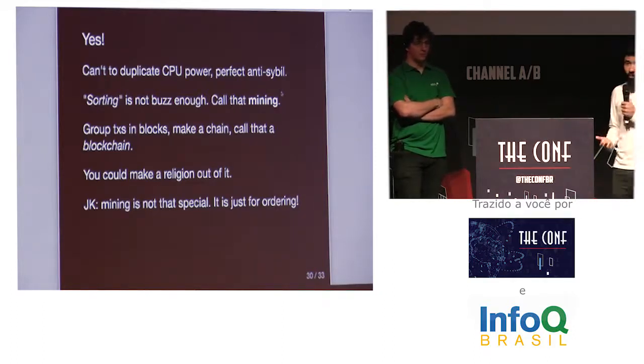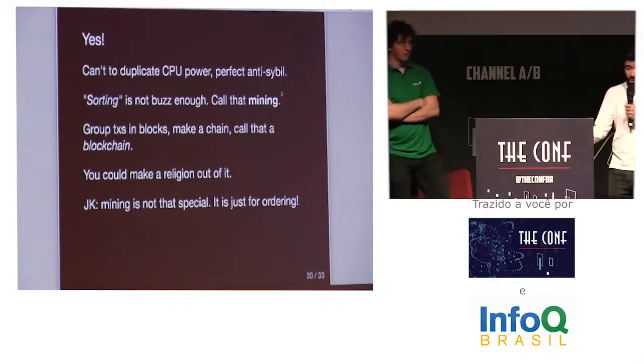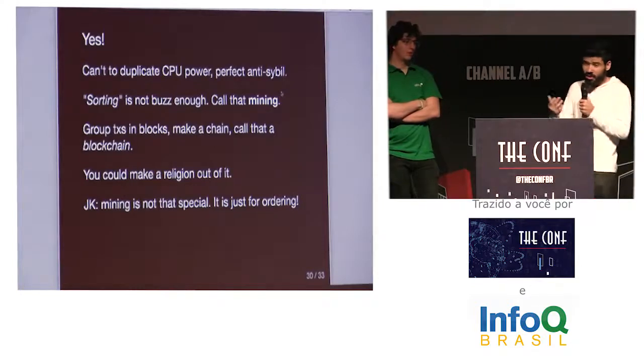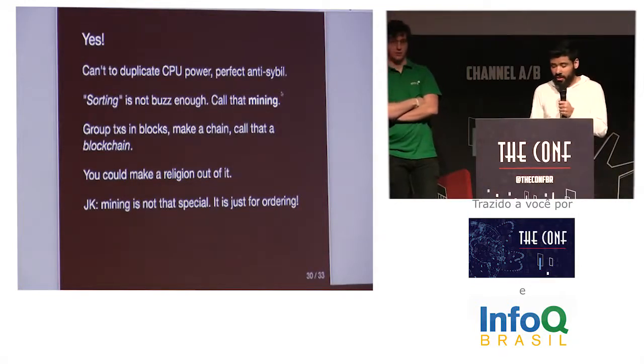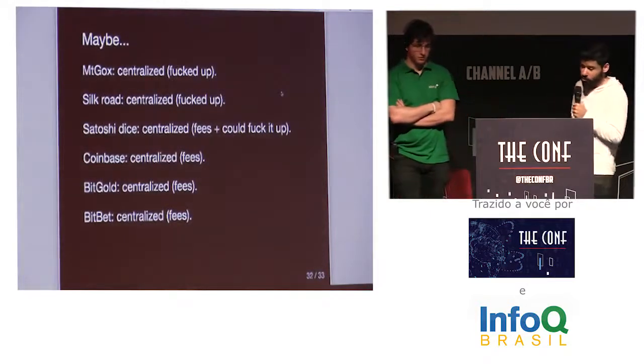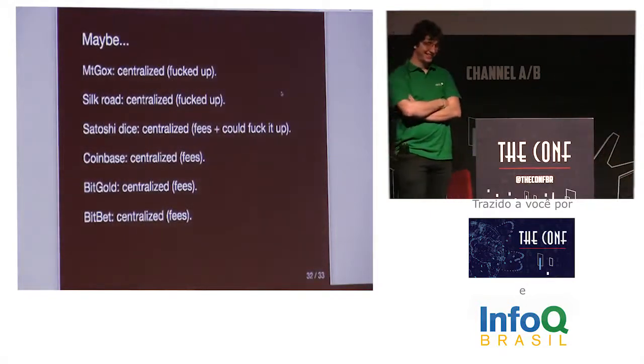And the only reason we use proof of work is to choose someone to make the order of the last 10 transactions in a way that is decentralized, because CPU power is in a way already decentralized. You can't duplicate it. So that's all that mining is. There is nothing very mysterious about it. It's just a way to choose someone to order the transactions of our decentralized system.